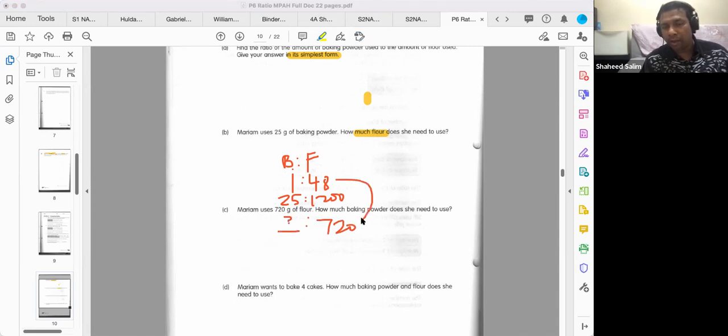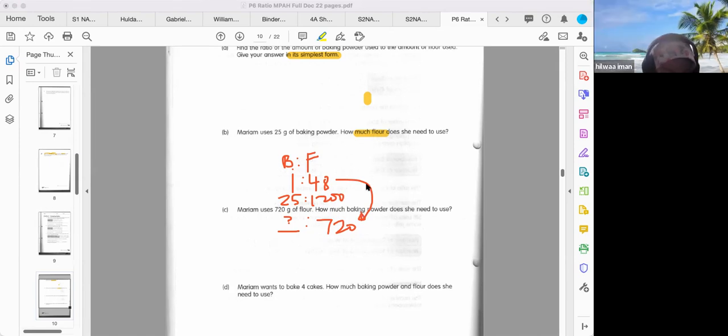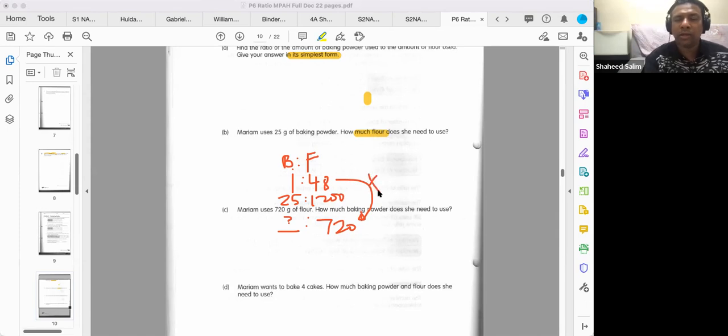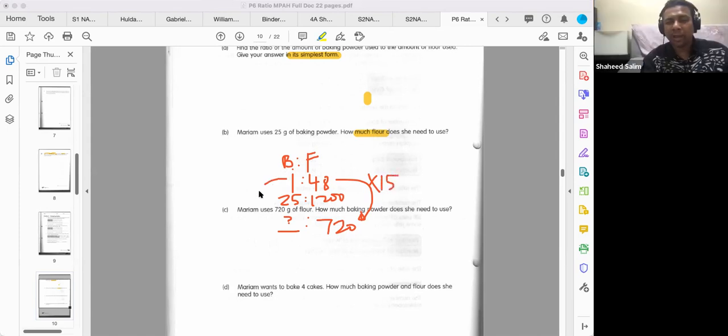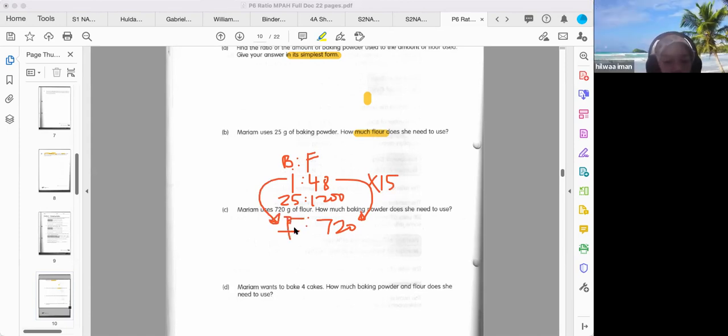From 48, how do you get 720? Use your calculator and find out. 720 divided by 48, what do you get? 15. So you take 1 times 15, what do you get? 15. 15 grams? That's it.